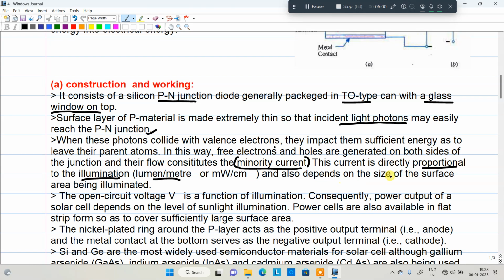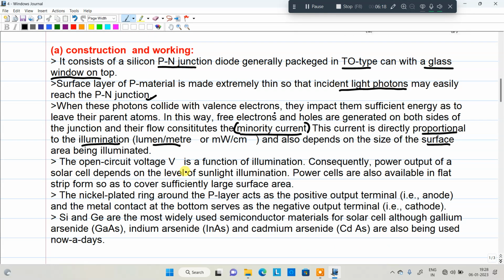It also depends upon the size of the surface being illuminated. For example, if you use a large area, we can generate more energy based on the light intensity. Surface area decides how much energy is generated. So now the open circuit voltage VOC is a function of illumination. Consequently, the power output of a solar cell depends upon the level of sun illumination. Just now I mentioned, solar cells are also available in flat strips, so that they cover sufficient energy over a large surface area.